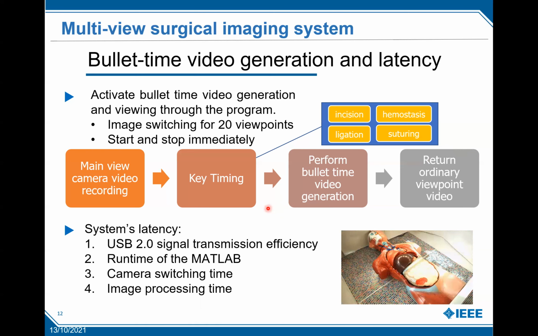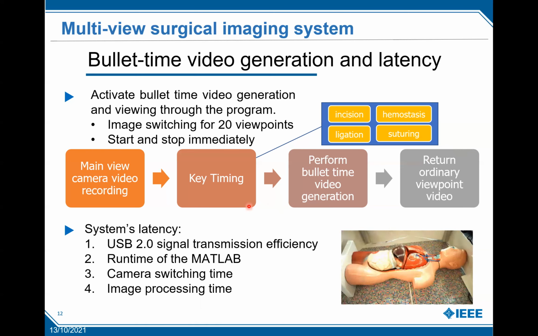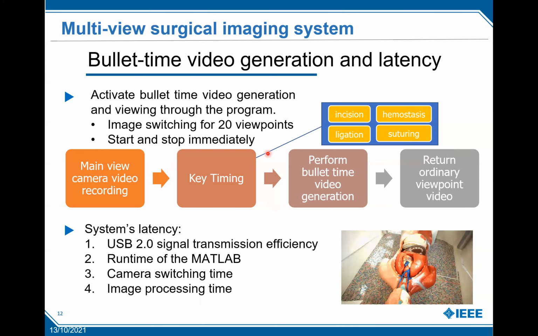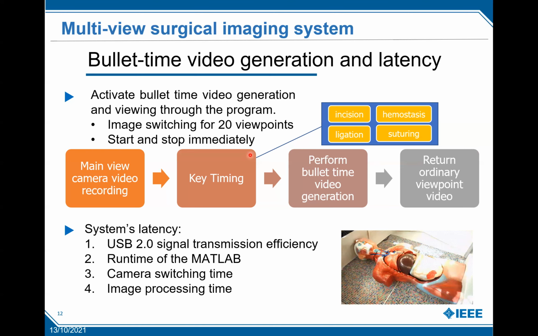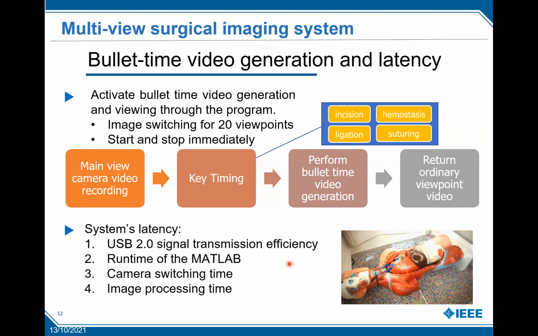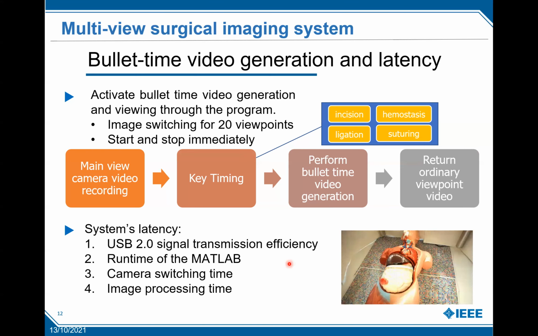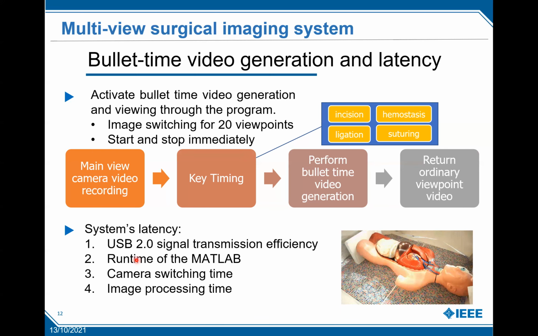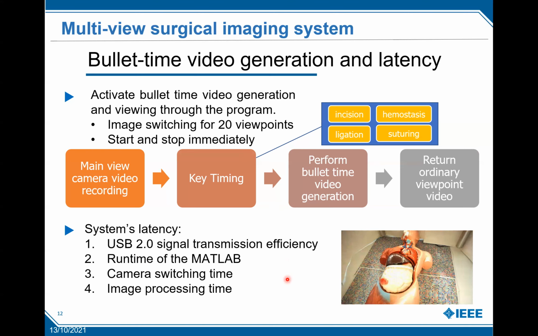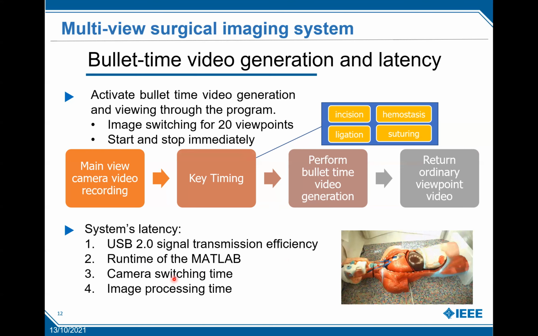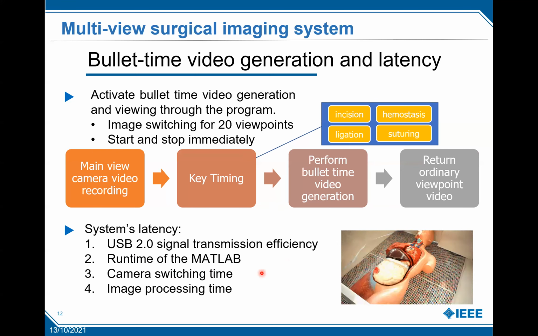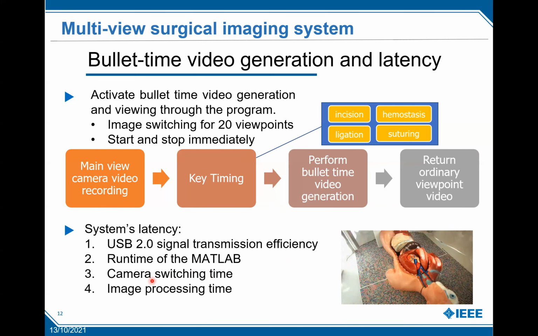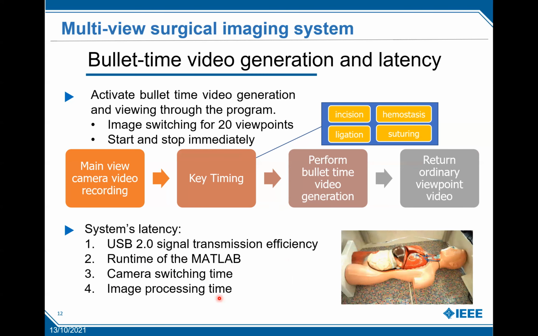Fortunately, we have kept the processing time as short as possible to make the generation able to stop and start at any time. As for the system latency, it's mainly divided into 4 parts below, ordered by time, long or short: data transmission limitation of USB 2.0, runtime of MATLAB, camera switching time, and image processing time.